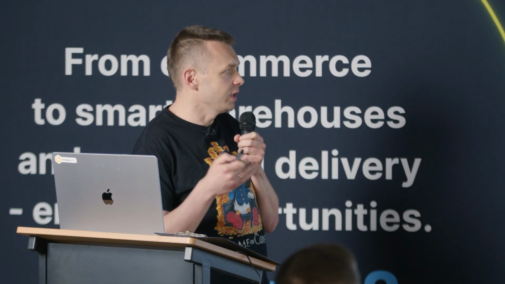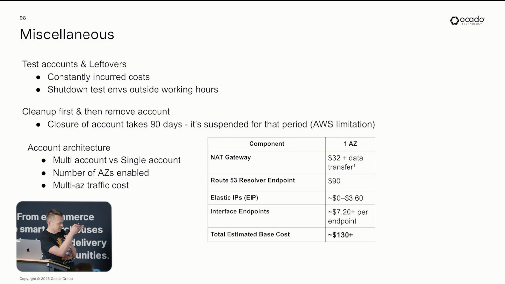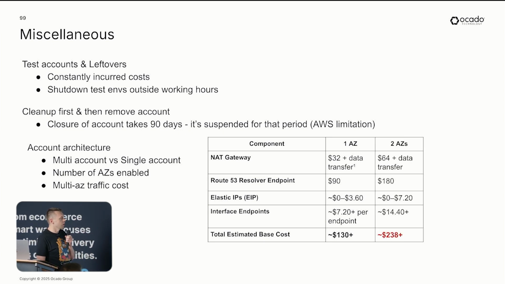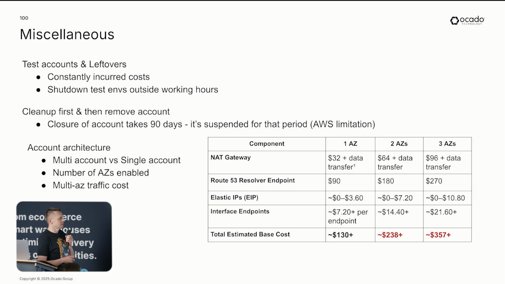That's because you have to pay extra for multi-AZ traffic. This is some calculation we've done for ourselves with a simple setup with some basic networking components such as NAT Gateway for egress traffic, Route 53 resolver for DNS, some elastic IPs, interface endpoints. In total, with one AZ, you'll pay $130 per month. If you go to two AZs, that's going to almost double that. And with three AZs, it's much more than that.